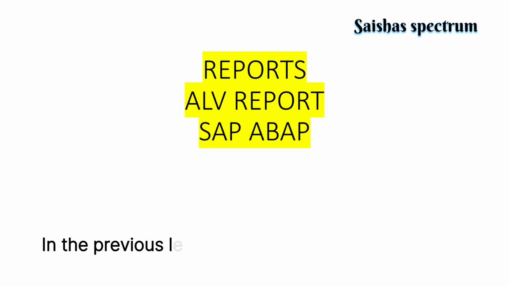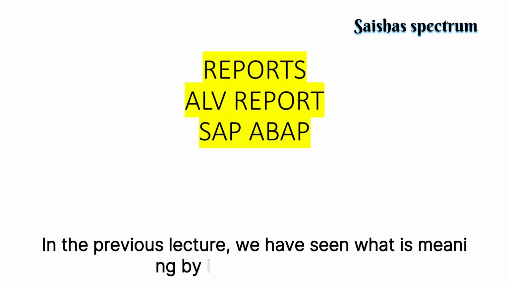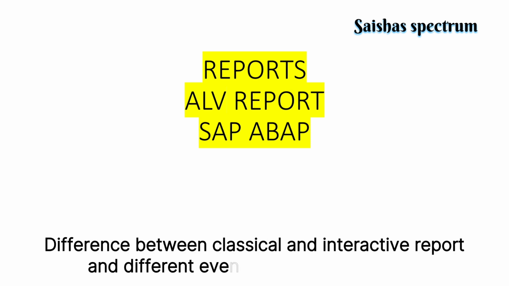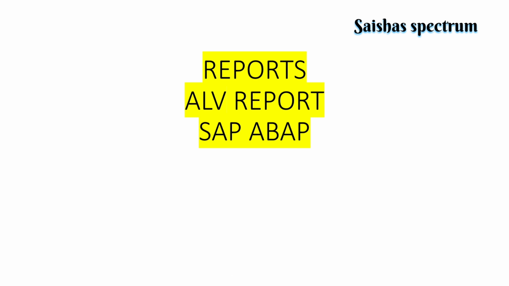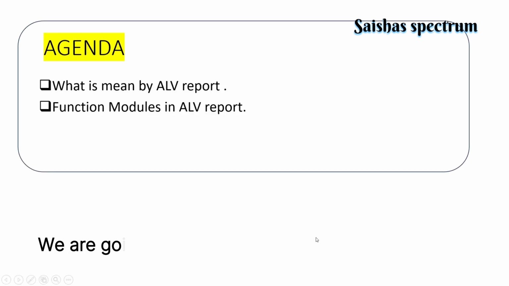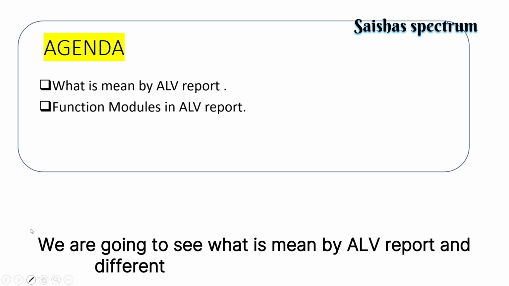In the previous lecture, we have seen what is meant by interactive report, the difference between classical and interactive report, and different events in interactive report. So let us move towards the agenda. We are going to see what is meant by ALV report and different function modules in ALV report.